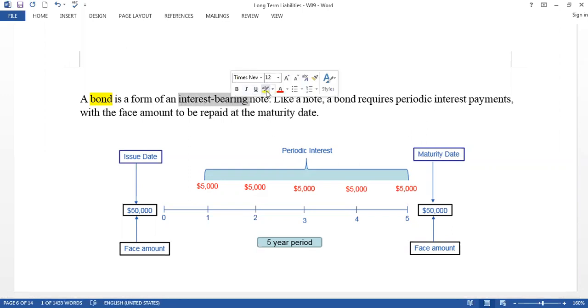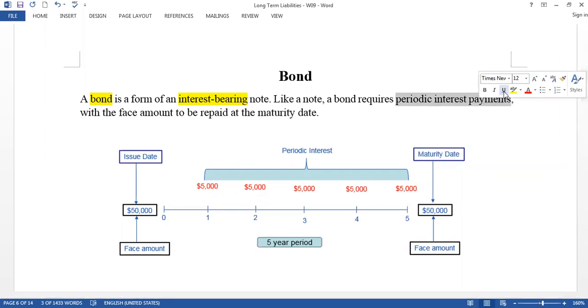So like a note, the bond also has some interest. And again, like a note, a bond requires periodic interest payments. That means, for notes payable, you remember that every year you are liable to pay some interest. Same in the case of a bond, it requires periodic interest payments.